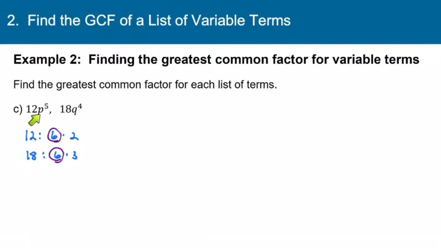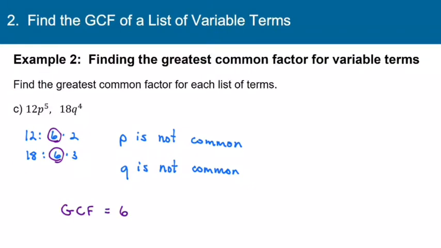And now let's think about the variables. So here we have p to the 5th, but the second term does not contain p, so p is not common. And here we have q to the 4th, but the first term does not contain q, so q is not common. So neither p nor q will appear in our GCF, and here the GCF would just be 6.